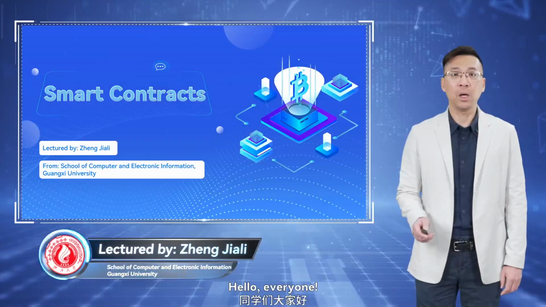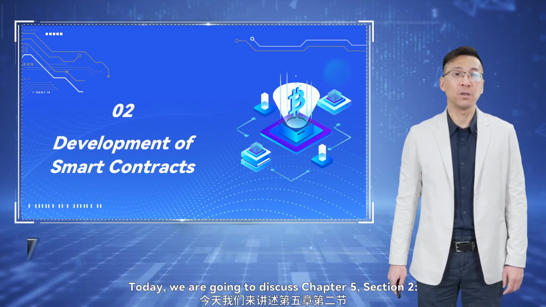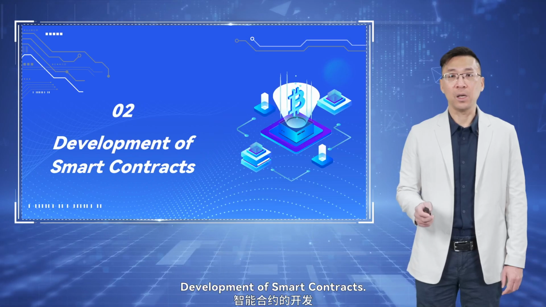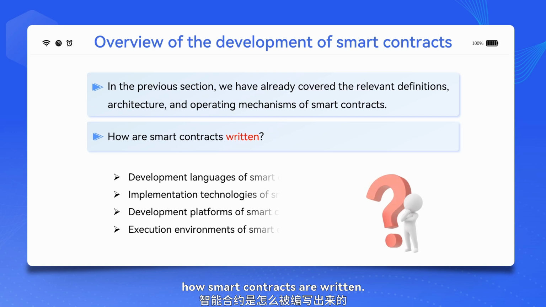Hello, everyone. Today, we are going to discuss Chapter 5, Section 2, Development of Smart Contracts. In the previous section, we have already covered the relevant definitions, architecture, and operating mechanisms of smart contracts. In this section, we will focus on how smart contracts are written.